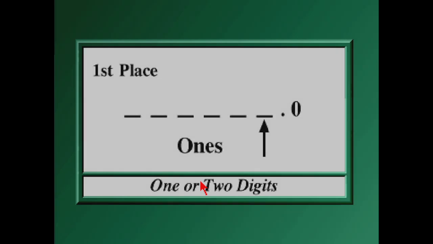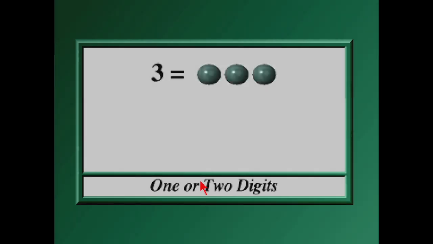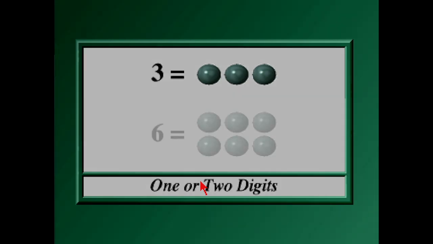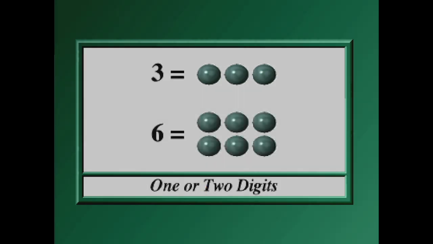The place immediately to the left of the decimal point is called the ones place. All single-digit numbers will occupy the ones place. For example, the number 3 means 3 ones. The number 6 means 6 ones.